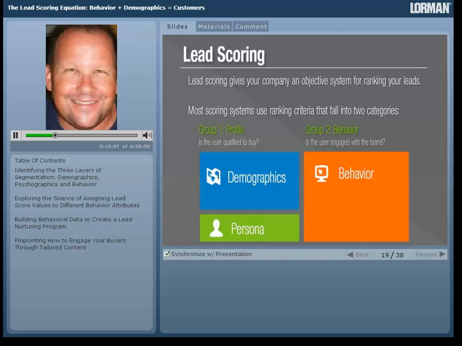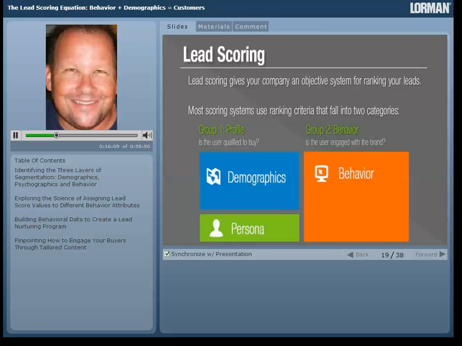So lead scoring is an objective system for ranking your leads. It's not the opinion of the salesperson or the marketer. It's a very objective system that you can apply across all of your leads or all of your contacts to make sure that you're all looking at the same view of the universe. And it's great for sales and marketing alignment because you're all looking at the same data. But also just from sales rep to sales rep or from marketer to marketer, you can speak the same language.